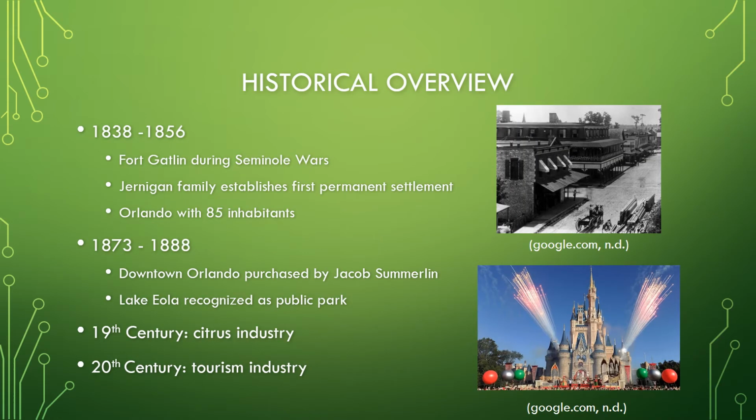The city of Orlando originated in 1838 during the peak of the Seminole Wars and was known as Fort Gatlin, built by the United States Army to protect settlers from Indian attacks. A small community grew around Fort Gatlin and was renamed Jernigan in 1840, after the family who established the first permanent settlement in the area. As the settlement expanded northward, the name was changed to Orlando, and by 1875 had 85 inhabitants.